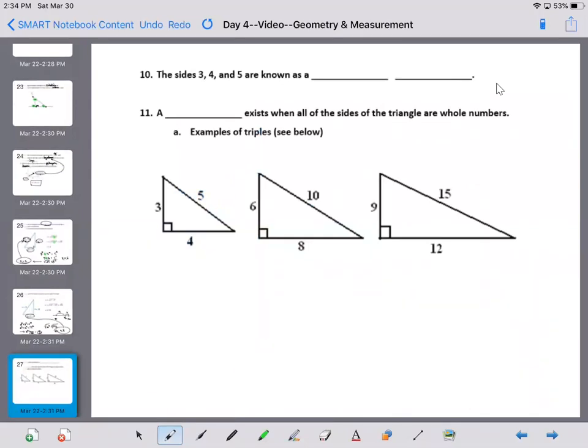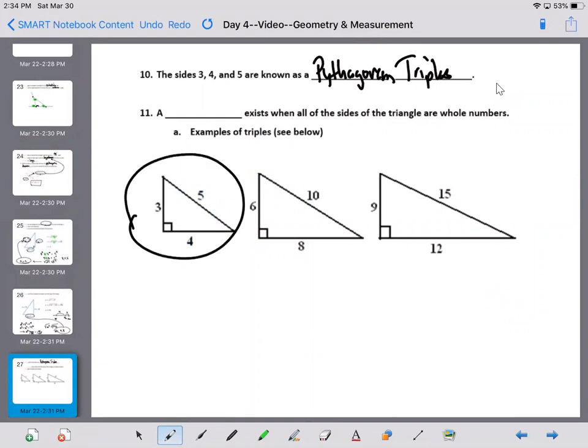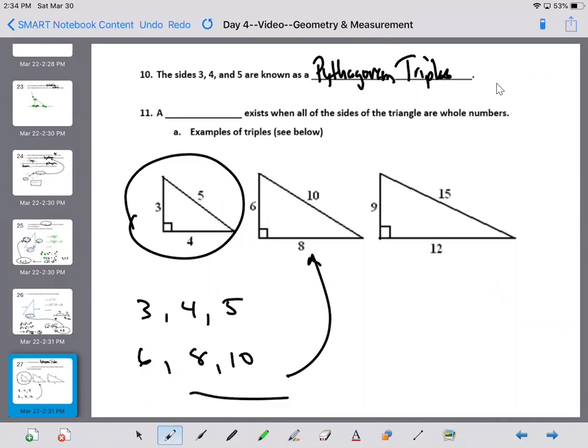Now, there's different types of right triangles, and there's special side lengths, and those special side lengths are called Pythagorean triples. 3, 4, 5 is known as a Pythagorean triple. So really you can take any multiple version of that. If you multiply all the numbers by 2, you're going to get 6, 8, 10. You multiply everything by 3, you're going to get 9, 12, 15. So any multiple of the 3, 4, 5 would be a Pythagorean triple.